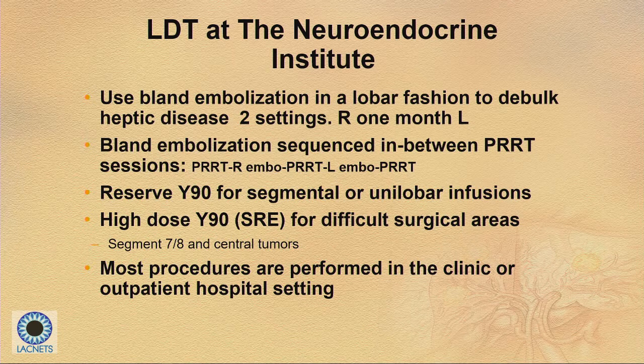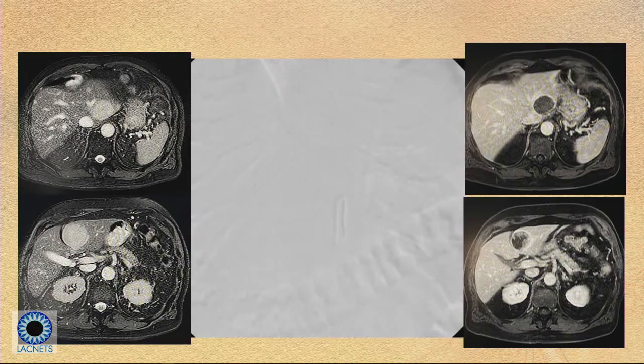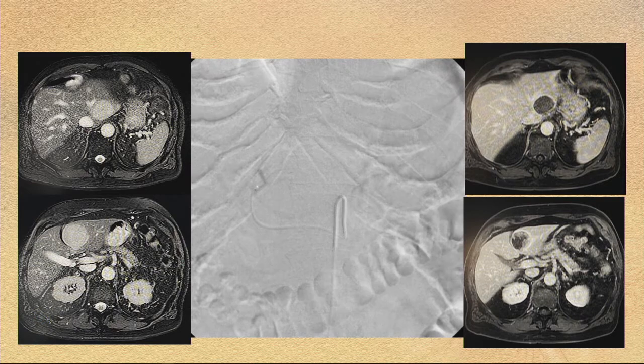We'll use high-dose radioembolization, or as we call it, selective radioembolization, for difficult surgical areas. So tumors that are in segments 7 and 8, which is underneath the right side of the diaphragm, or central tumors that are difficult to surgically remove, we'll use high-dose Y90 in those settings. Most of our procedures are performed in the clinic or outpatient hospital setting. It's relatively uncommon to admit patients to the hospital.